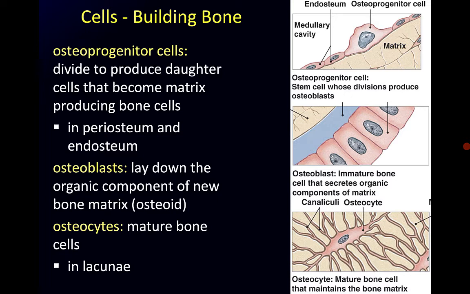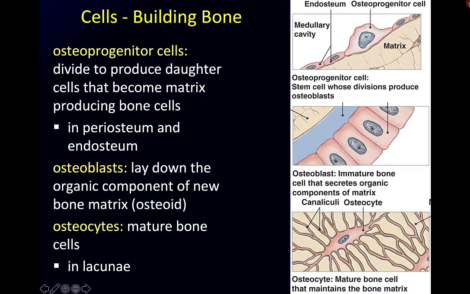So we do have a number of cells associated with bone. One of our obvious questions on an exam, of course, would be, which bone cell does blank? And we're going to start with osteoprogenitor cells. These are progenitors, so they are going to produce new cells. They divide to produce daughter cells that become the matrix producing cells, which we're going to recognize next as osteoblasts. So we locate these in the periosteum and endosteum. We haven't gotten to those yet, but we will soon. The osteoblasts lay down the organic component of bone matrix, and then that becomes calcified.